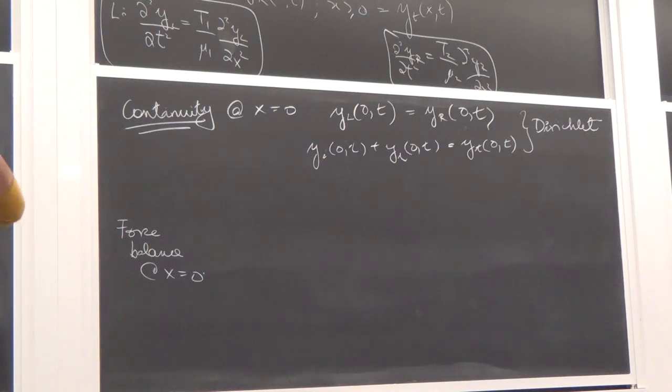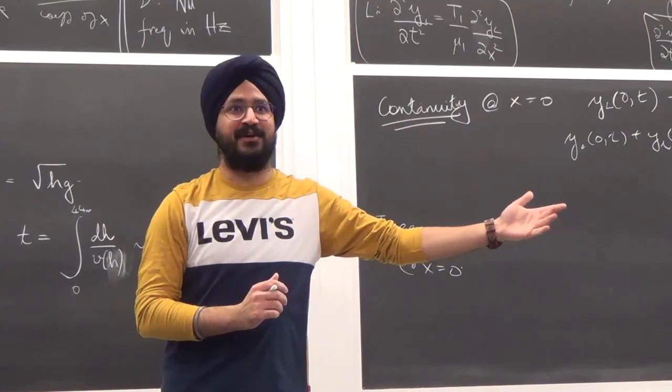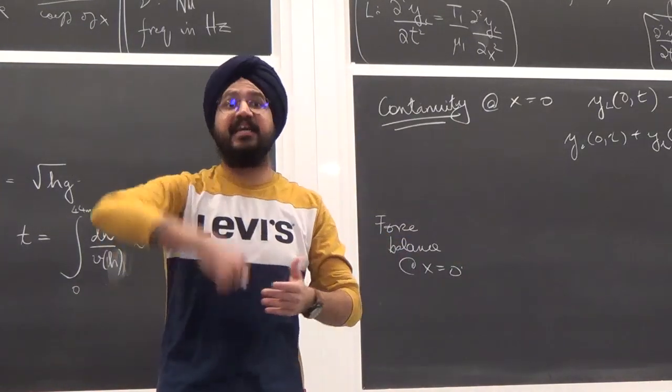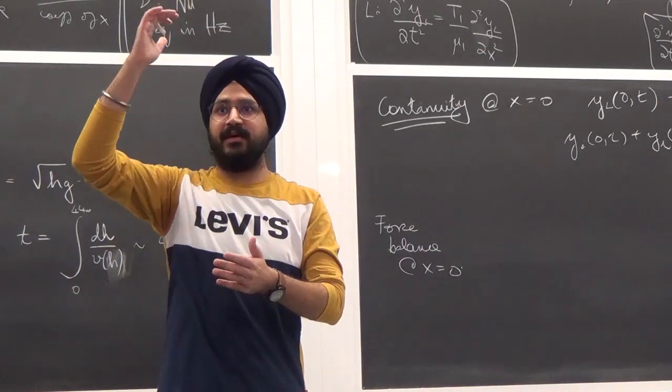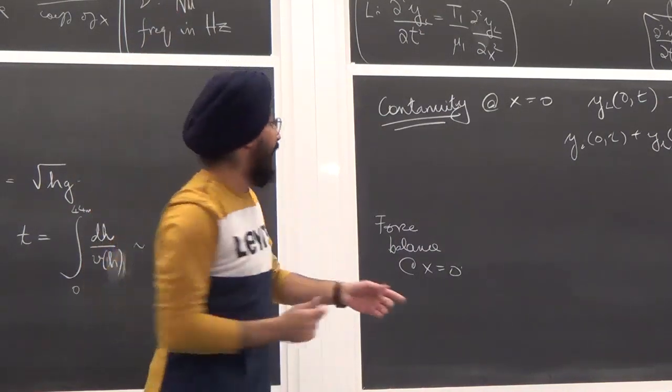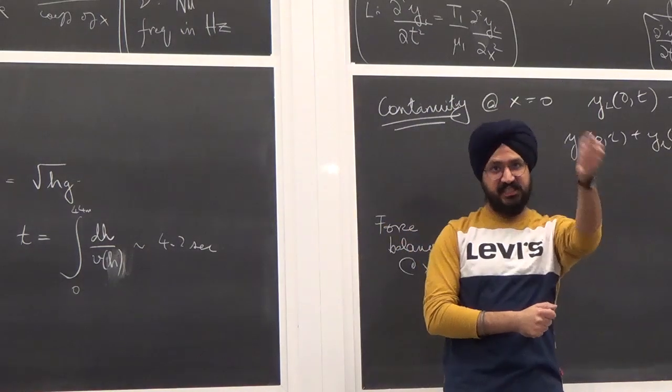Because a zero mass point has a total zero force. Because if it did not, acceleration would be infinite, and it would just go all the way, which is not going to happen. So for a massless point, which is the junction, just a point, the net force is balanced.